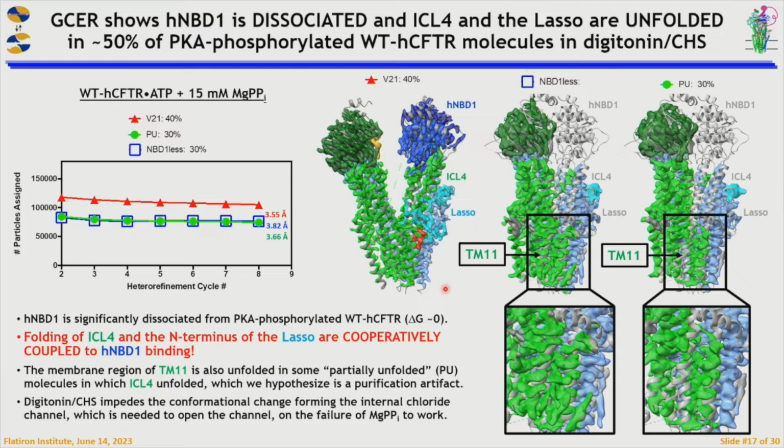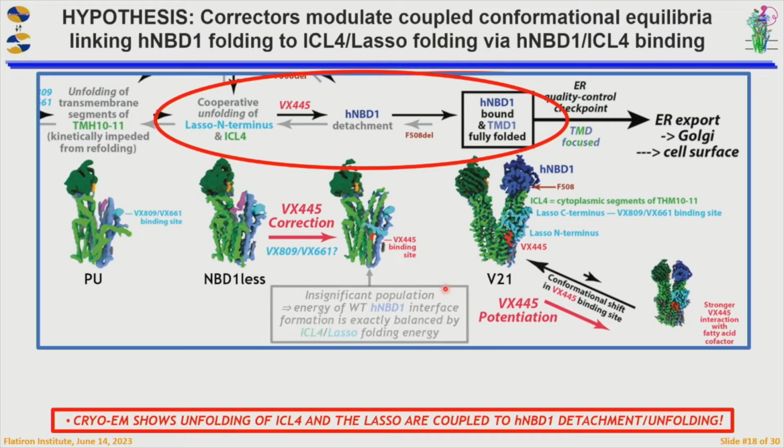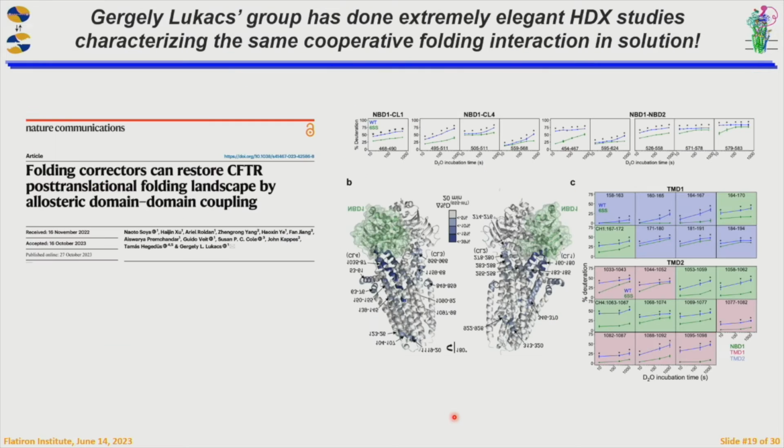So digitonin, where we're doing this, does bias the protein away from the open channel state. What that tells us also is that there's an insignificant population present in solution that has the ICL folded, but does not have the NBD1 bound. That just emphasizes that the binding of NBD1 and the unfolding lasso are cooperatively coupled, and it indicates that there is pretty much an exact balance in the binding energy at that interface and the folding energy of ICL4 in the lasso.